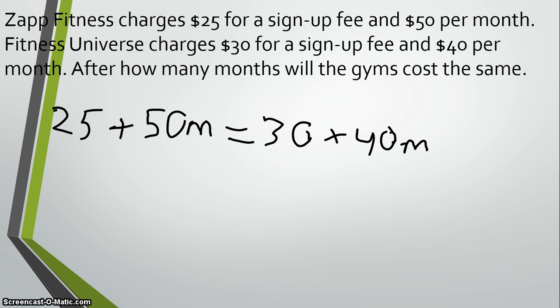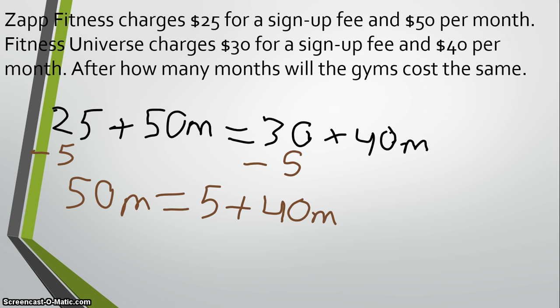And there it is. So now we need to do the same thing like the first time. We need to get the variables to one side and the numbers without the variables to the other side. So what we're going to do is subtract 25 from 25 and subtract 25 from 30. And that'll leave us with 50m equals 5 plus 40m. And there it is. And I forgot to put the 2 in front of the 5. I'm so smart. Yeah, that'll leave us with that.